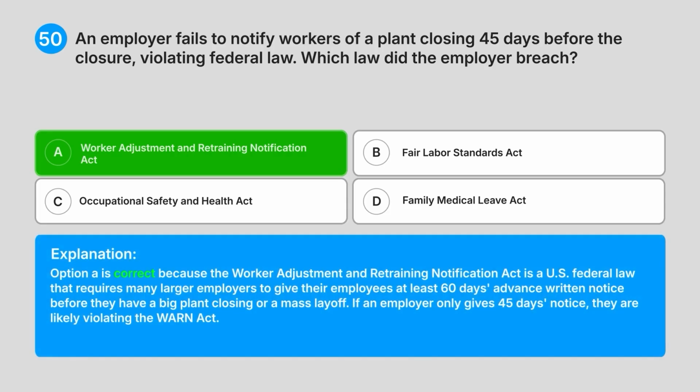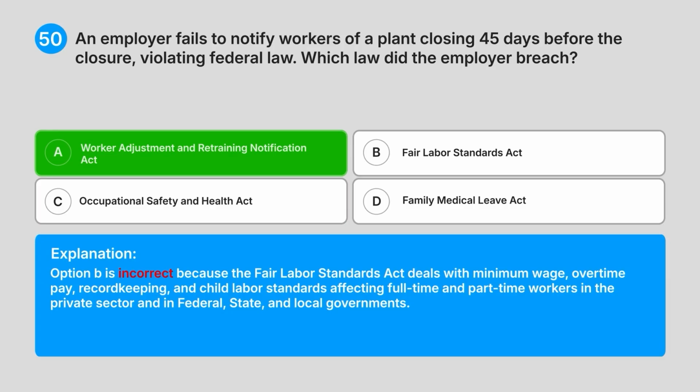Explanation. Option A is correct because the Worker Adjustment and Retraining Notification Act is a US federal law that requires many larger employers to give their employees at least 60 days advance written notice before they have a big plant closing or a mass layoff. If an employer only gives 45 days notice, they are likely violating the WARN Act.